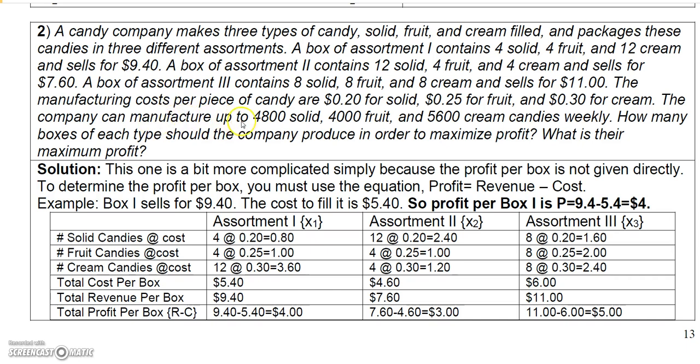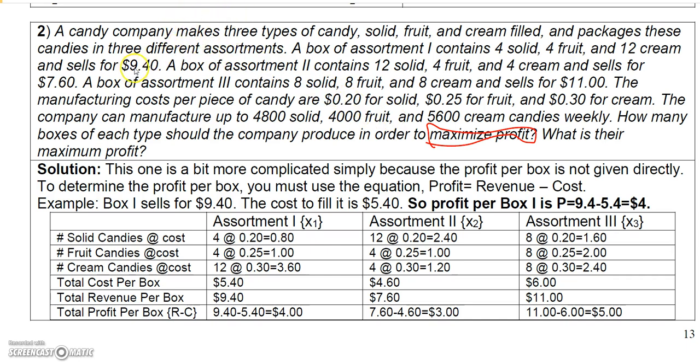And the company can manufacture up to 4,800 solid candies, 4,000 fruit candies, and 5,600 cream candies weekly. How many boxes of each type should the company produce in order to maximize profit? And what is their maximum profit? Well, this one's a bit more complicated because you're asked to maximize profit, but you're not actually given the profit per box. What you're given is the revenue per box.